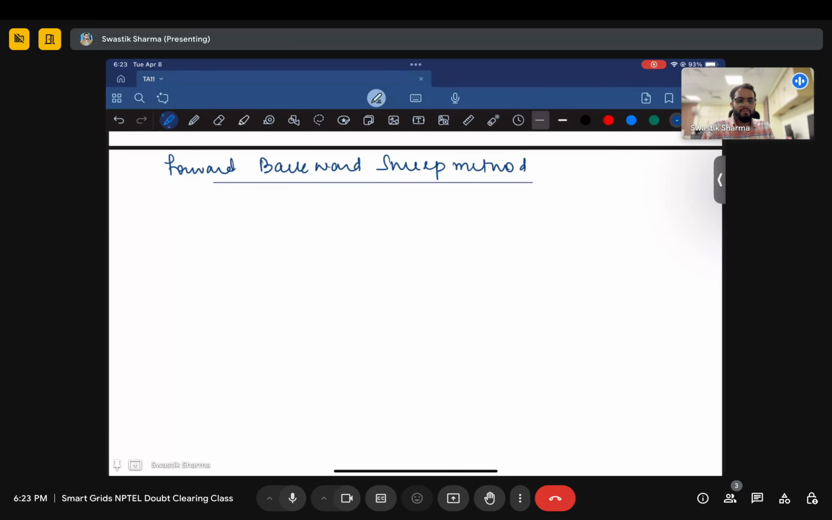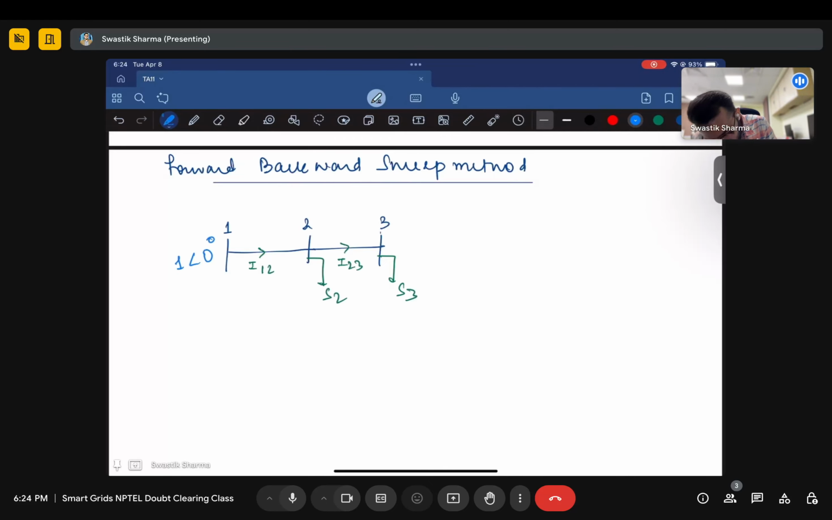So what is the forward backward sweep method? Let's assume that you have a 3-bus system. This is bus 1, this is bus 2, and this is bus 3. You have S3 over here and S2 over here, some load connected to buses 2 and 3. This is I12, the current flowing between bus 1 and bus 2, and this is I23, the current flowing between bus 2 and bus 3. And we assume that the voltage at bus 1 is 1 angle 0, the reference bus voltage.